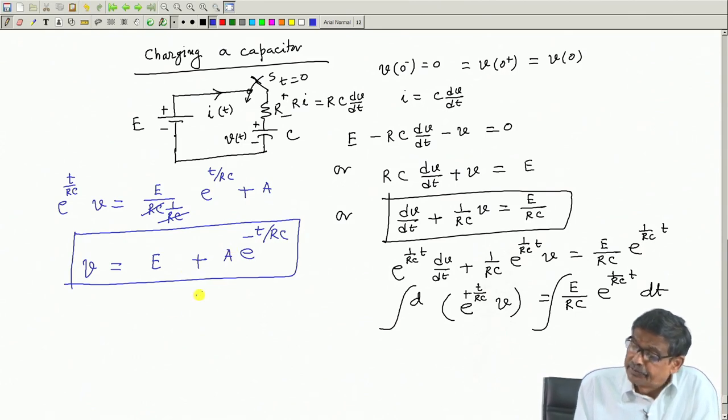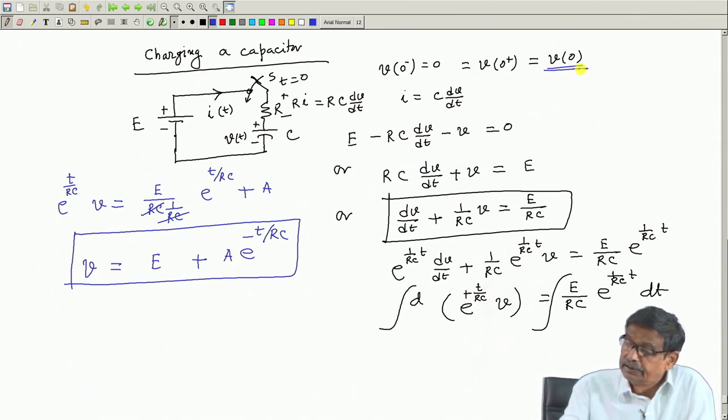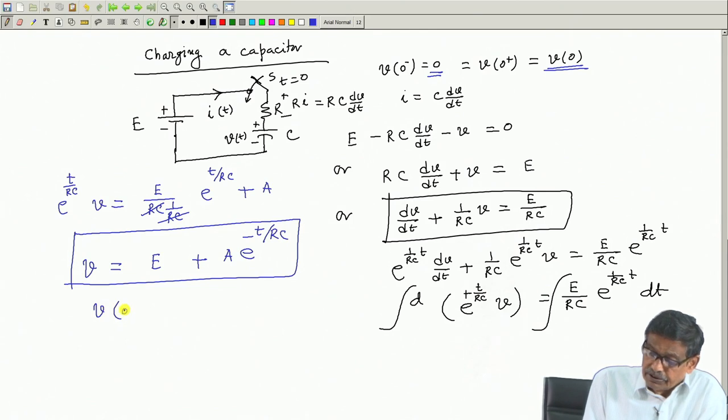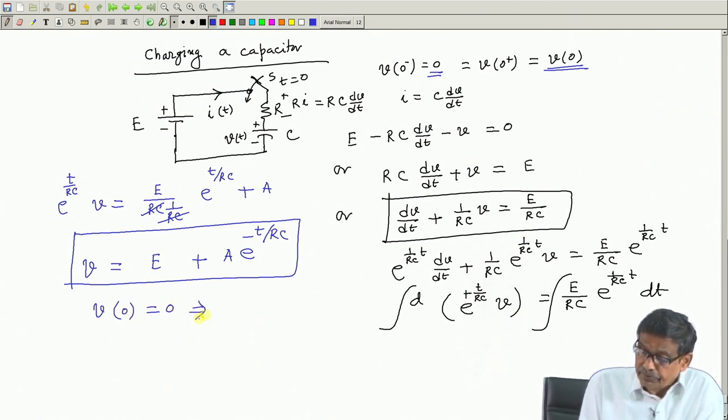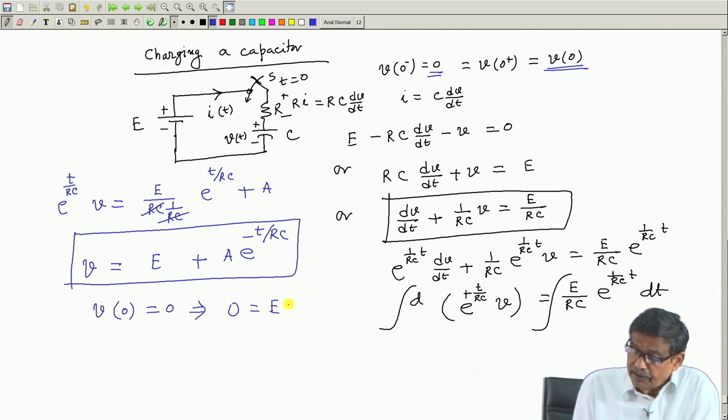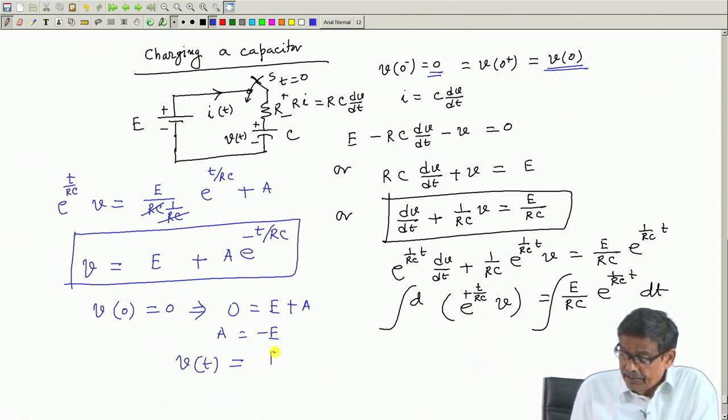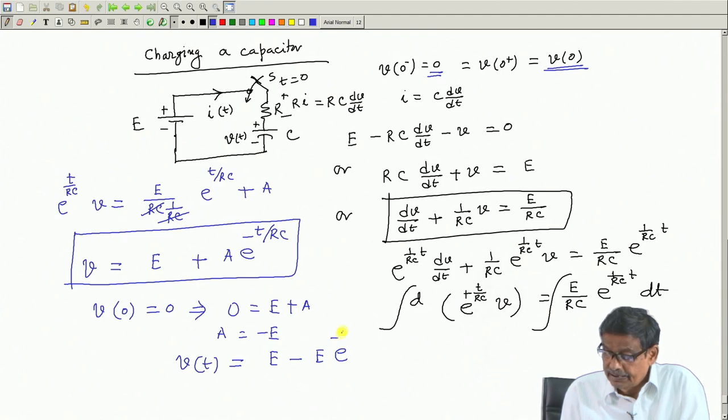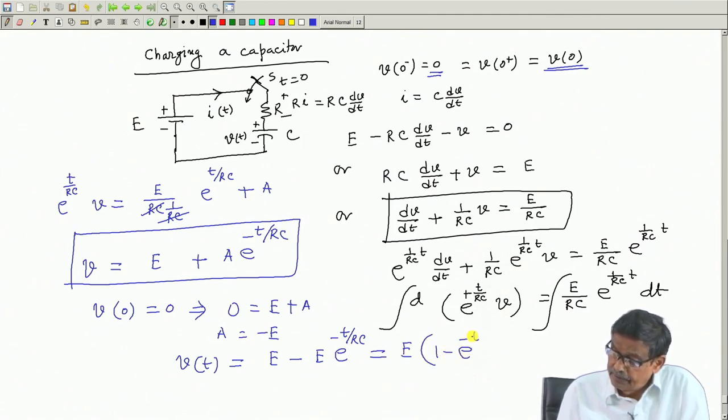Now, how to determine this constant? To find out the constant, I will apply the condition that V(0) is equal to 0. So, V at t equal to 0 is equal to 0 will give you 0 is equal to E plus A, since at t equal to 0 the exponential will become 1. So, A is equal to minus E. Therefore, voltage across the plate of the capacitor will simply become E minus E into e to the power minus t by RC, or people write it like this, E times 1 minus e to the power minus t by RC.